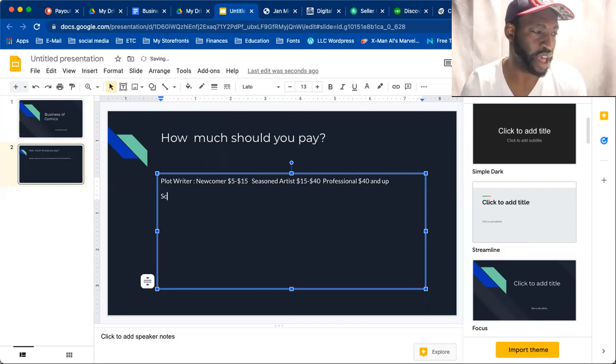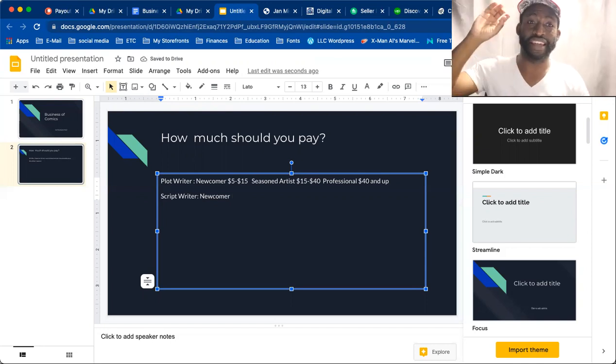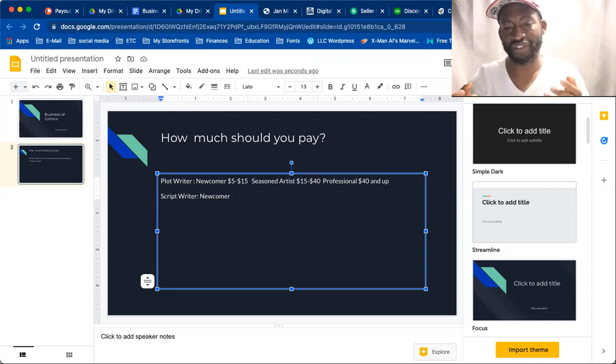And then you might need a script writer. So a newcomer. So this is somebody who will take the prose form and put it into a script so that the artists can draw from the script. Now, most artists, especially pencilers, can draw from a plot writer.